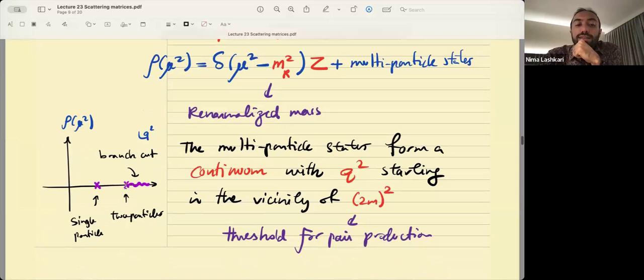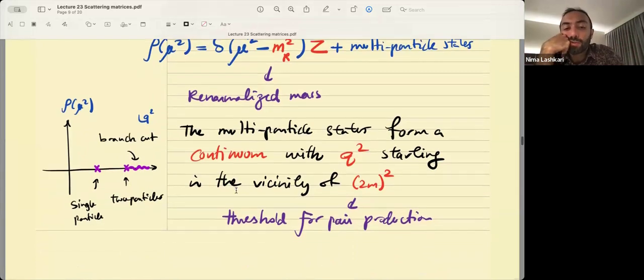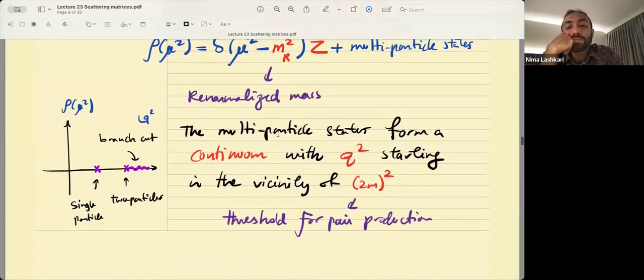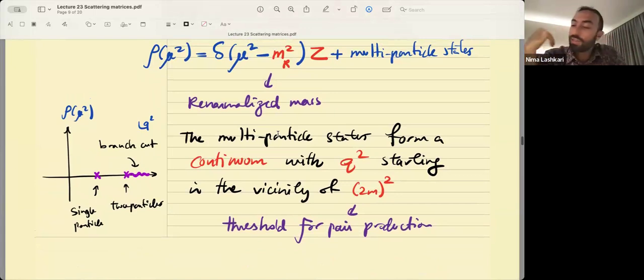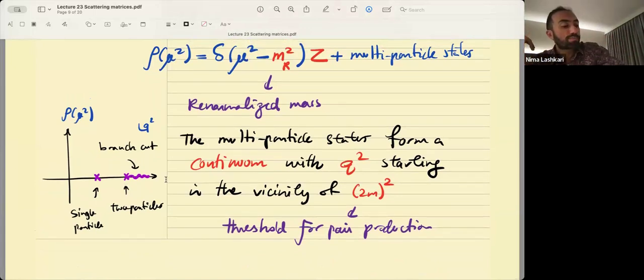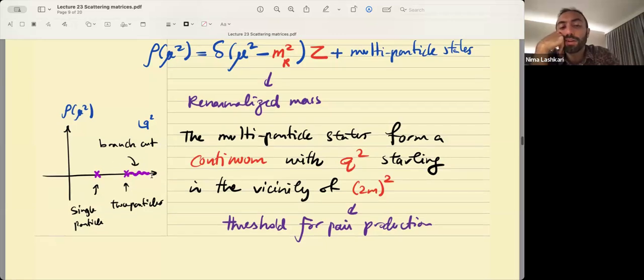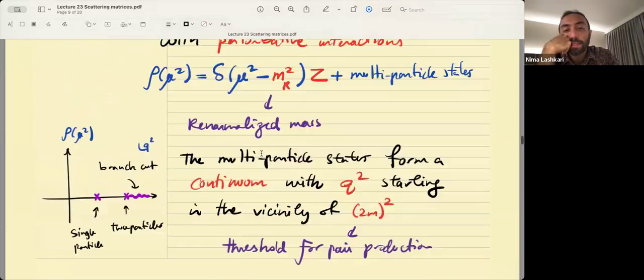If this were a free theory, this would be just 2m squared, right? The beginning of this branch cut is the threshold for pair production. This is when you have enough energy to create a pair of particles. And then there's a continuum beyond this point. Does anyone have an intuition of why there's a continuum here? Think about why you get a continuum here and how you could deduce there's a branch cut over there. All right, any questions?